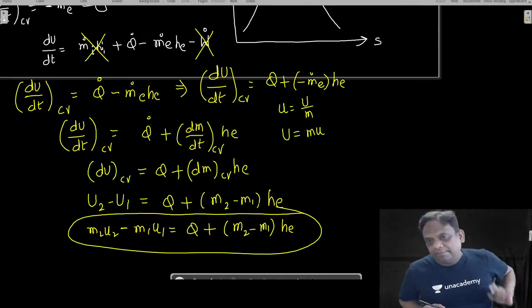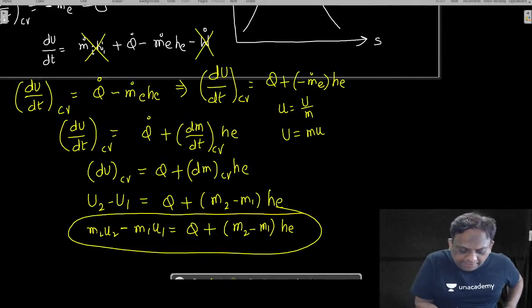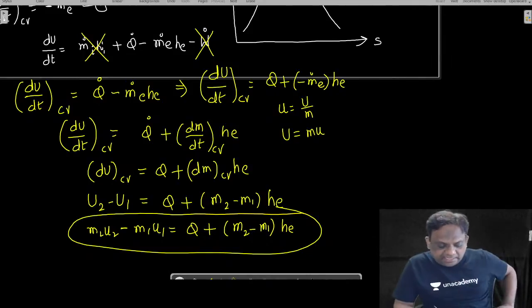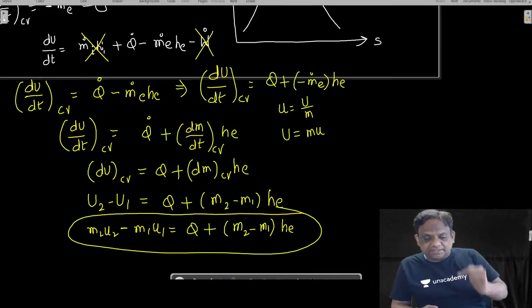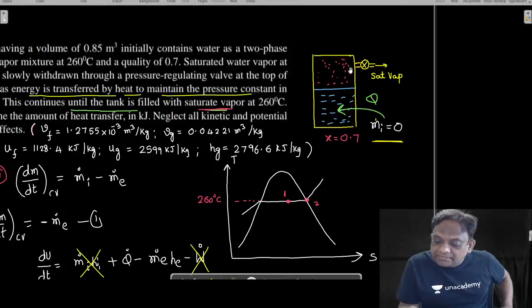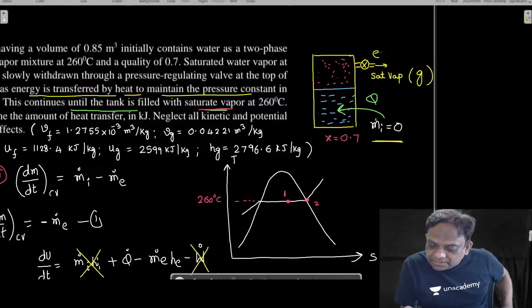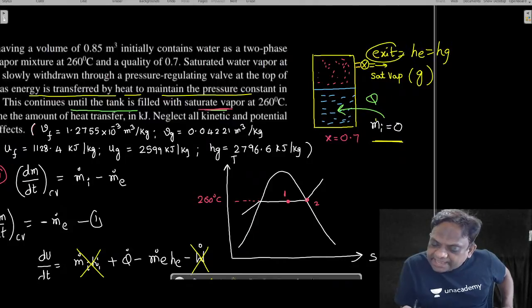Now यहाँ पे एक problem है. I need to calculate heat transfer. आप बताइए, what is the value of HE? At the exit, what is leaving? Saturated vapor. So saturated vapor का मतलब G. So this is my exit. Can I write exit as HG? Because at the exit it is saturated vapor.